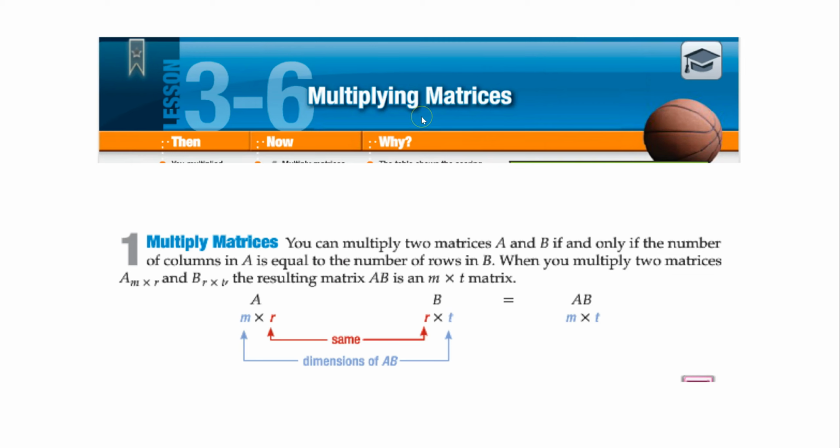Multiplying matrices. Okay, so this is very different than adding. Adding matrices is the easiest thing in the world. You just add corresponding parts. Multiplying matrices, you do not do that.